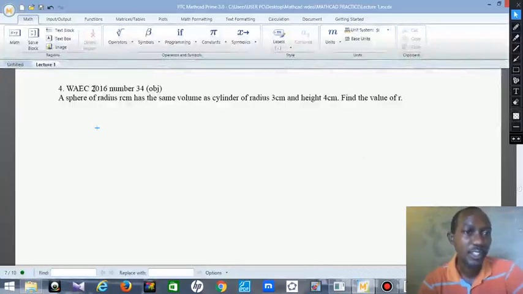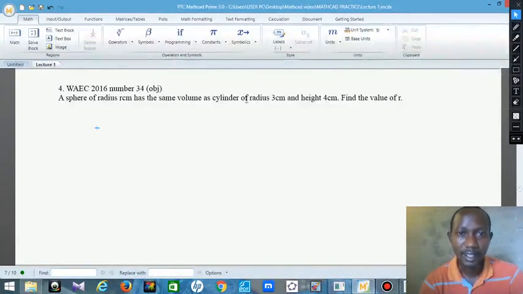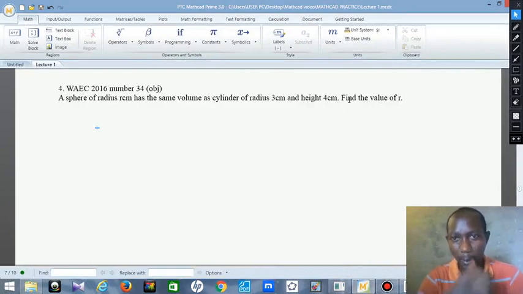Taken from WAEC 2016, number 34 is an objective question. The question says a sphere of radius r centimeter, take note this is a sphere, not a hemisphere, has the same volume as a cylinder of radius 3 centimeter and height 4 centimeter. We are asked to find the value of r.